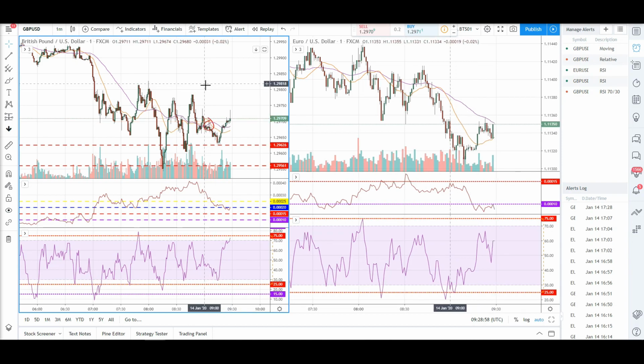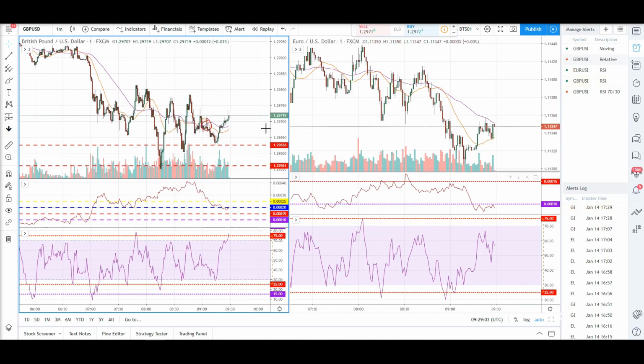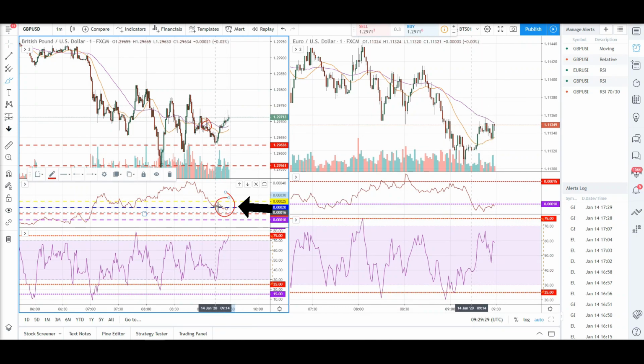Since the most recent moving average cross, there hasn't been one RSI outside channel, and it's just about to happen right now at 9:29:06. We are going to confirm at 9:30:00 to see whether the RSI does stay outside the 75-25 channel, and if it does, we will activate settings D, since it is a decreasing ATR. It has reduced from the blue-yellow zone into the red-blue zone. So, decreasing ATR zones, and I will use settings D.